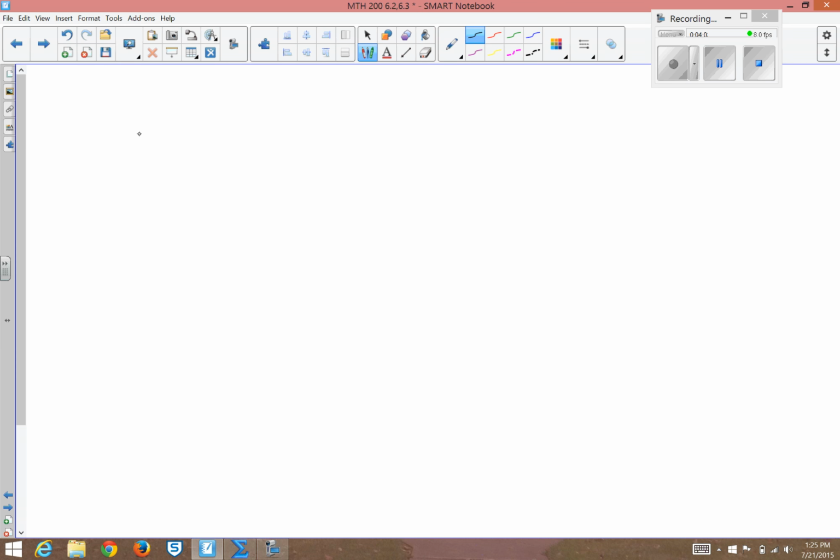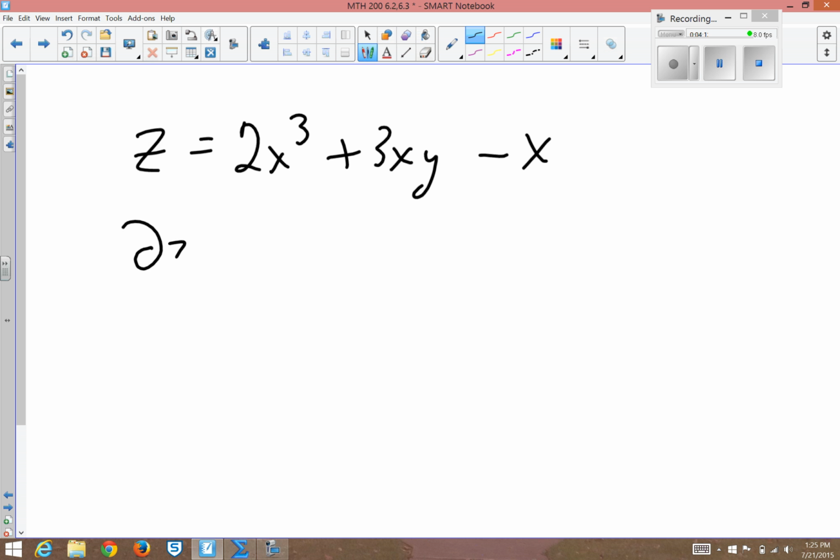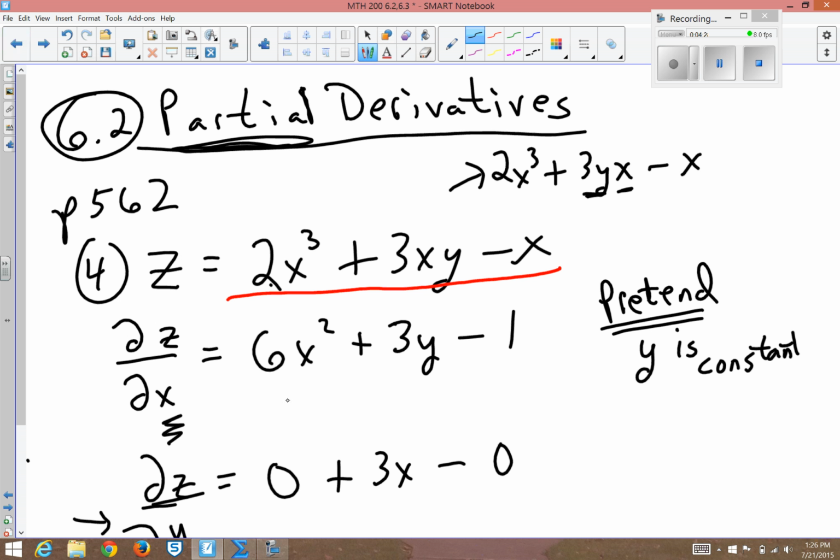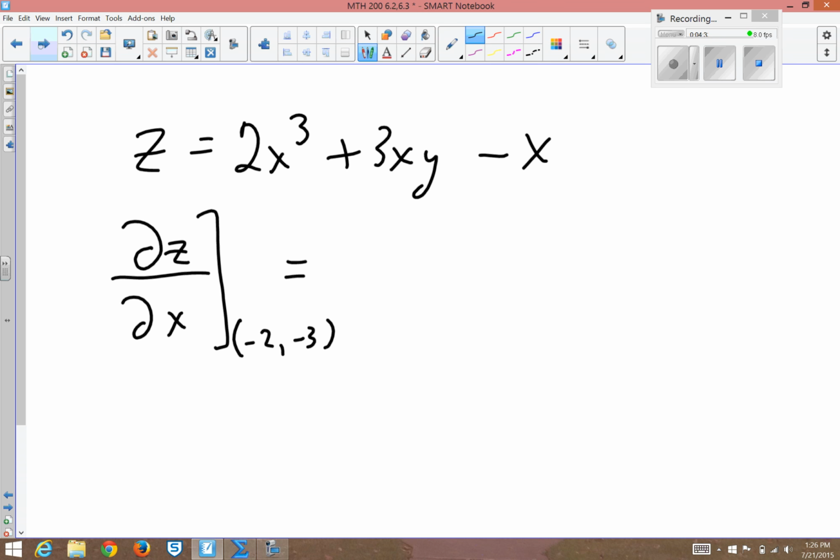So we're still on exercise 4. Z equals 2x cubed plus 3xy minus x. It says find the partial derivative of z with respect to x at the point negative 2, negative 3. That means we have to take the answer we got back here, 6x squared plus 3y minus 1.